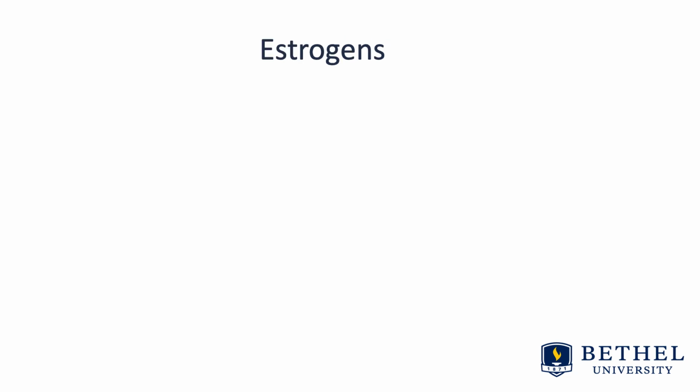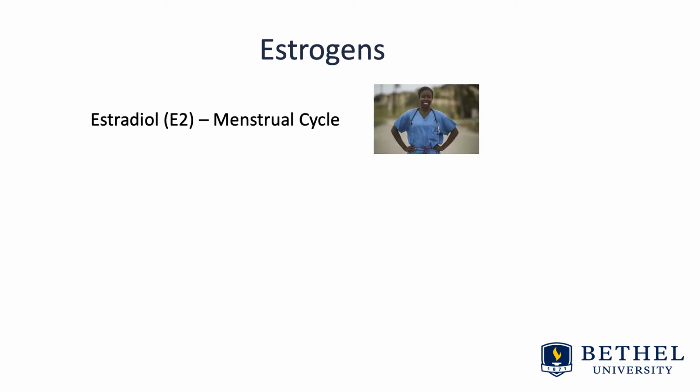So women's bodies produce 3 different types of estrogens. So it's E1, E2, and E3. E2 is estradiol, and that's the primary dominant estrogen that we see in our menstrual cycles. Of the 3, it is the strongest. Now, all 3 of them are produced all the time throughout a woman's life, but it's just a matter of which one is most dominant. So estradiol, or E2, is the one that's most dominant in women's reproductive years.